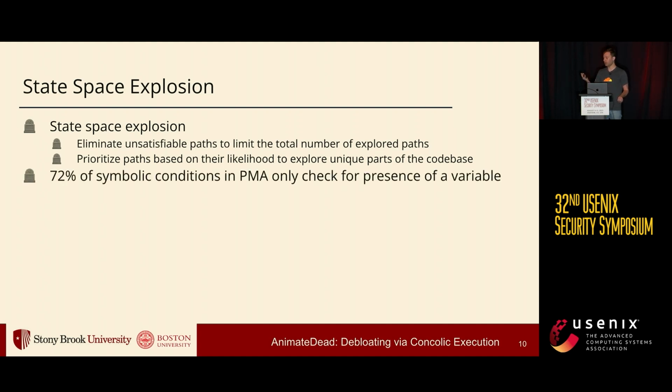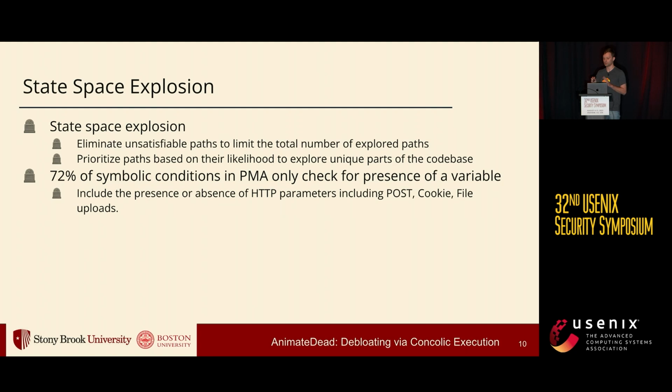One intuition that we got after our analysis was that in PMA, 72% of symbolic conditions only check for presence or absence of a variable. And this is, again, a common practice because web applications check if a post parameter is present, if a cookie is present, and then determine which page to show to the users. And knowing that, we configured our web server to augment the logs and tell us if a post parameter is present or not, if a cookie is present or not. In this case, we don't care about the values. We just want to know if that value was populated by the users or not.